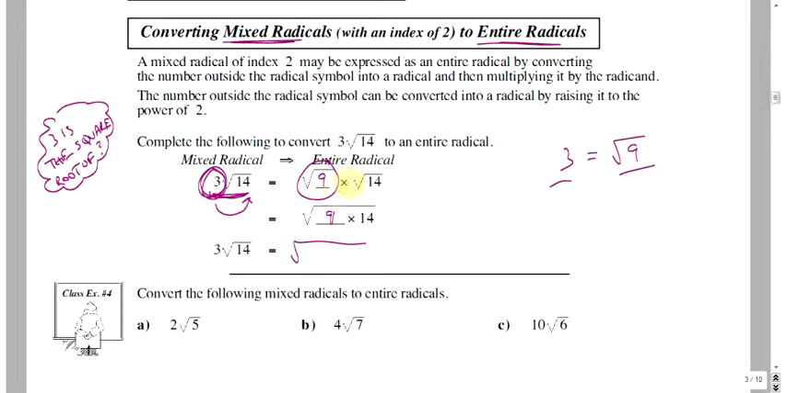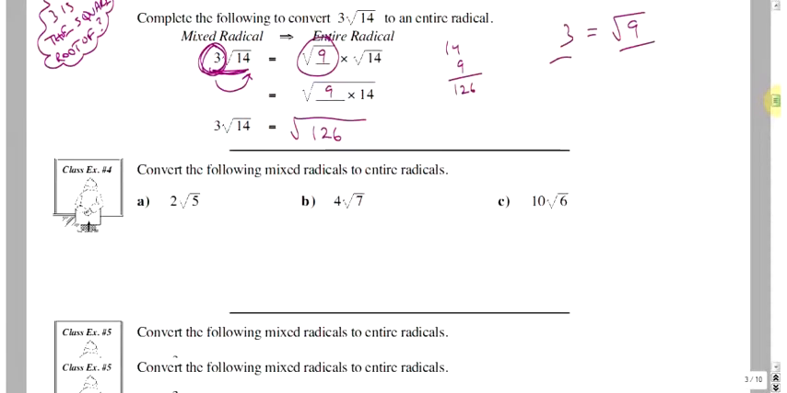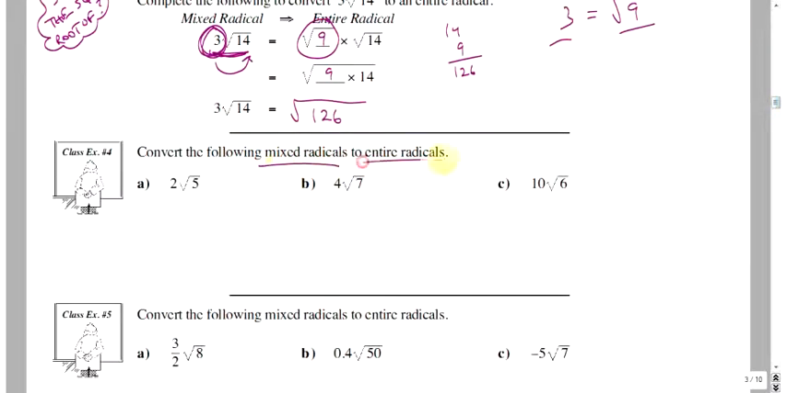Instead of splitting it up, now I want to combine them. I want to bring them together. What's 9 times 14? That's 90 and 36. 126. Is there some way to check this to know I did that right? You can put this in your calculator and get a decimal. It better be the same decimal as that, or you did something wrong. I'm not going to do that because I want to give you guys more time to work on this stuff. Convert these to entire radicals.